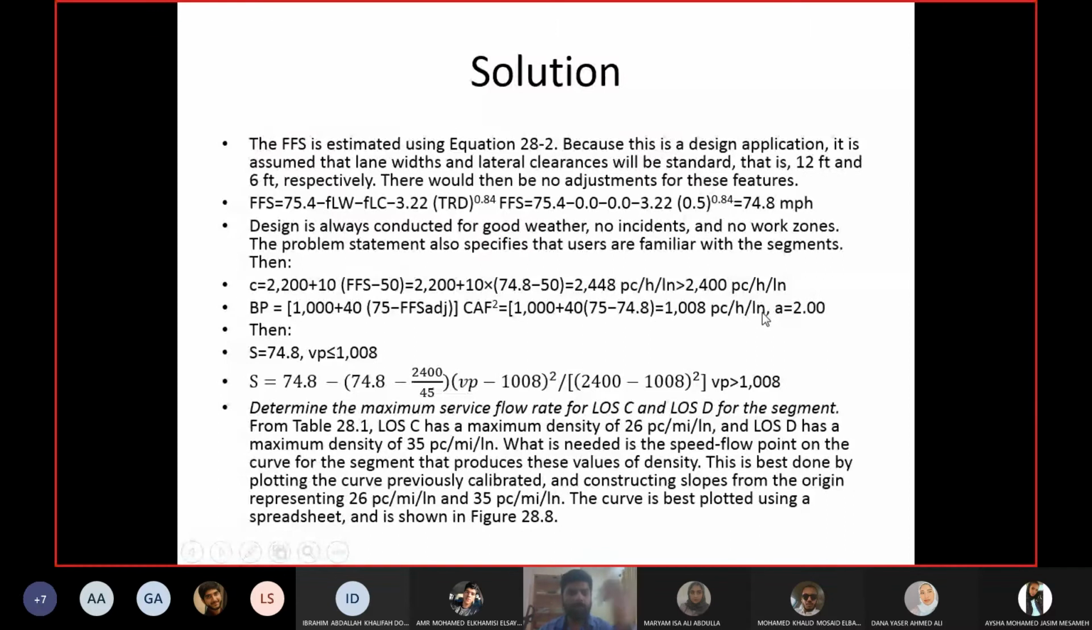Now they are saying if VP 1008 is your breakpoint, right? So if VP is less than or equal to 1008, then speed equals 74.8, and if VP is more than 1008, then your speed is equal to this. Now in this equation I have a value of VP as well, right? And the capacity is 2400. This is your free flow speed. Although they have mentioned 74.8 here, you are getting the same capacity, right?